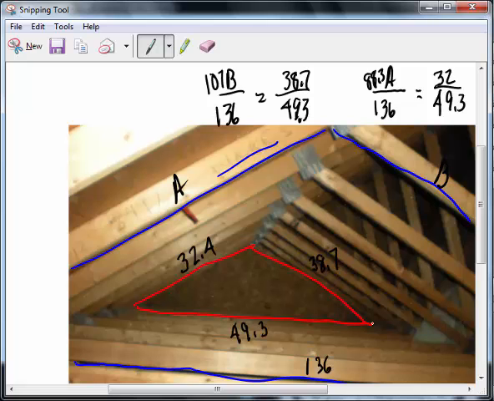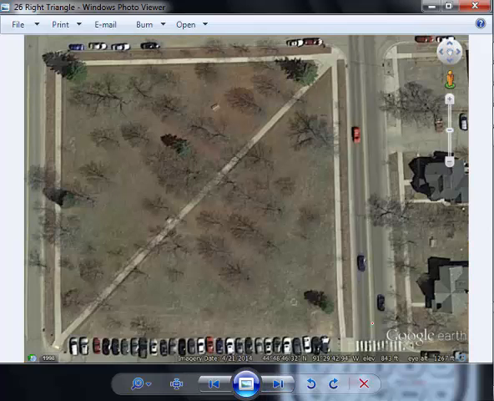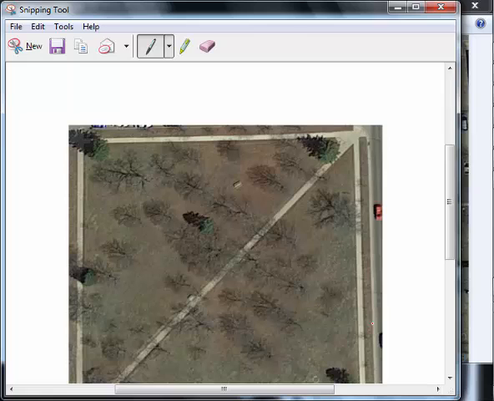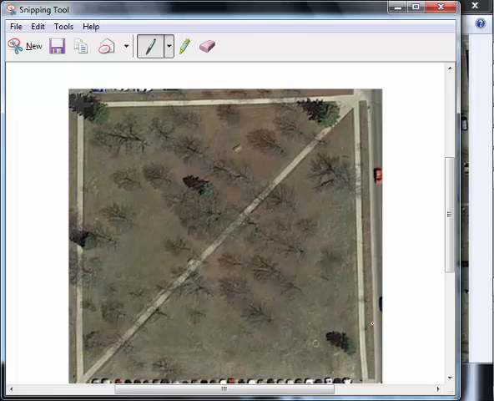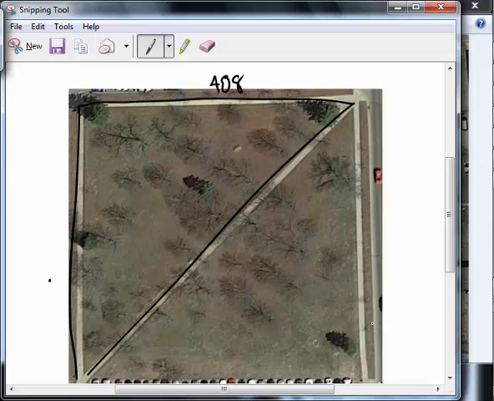Number 6, find the areas of right triangles. No, I'm sorry, find the hypotenuses of right triangles. Here's the first one that we're going to do. For this right triangle here, hypotenuse, leg, this distance is 408 feet, and this is 390 feet. It doesn't look like it, but they are a little bit off.